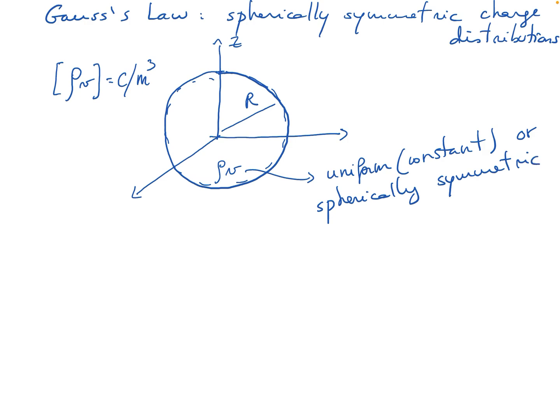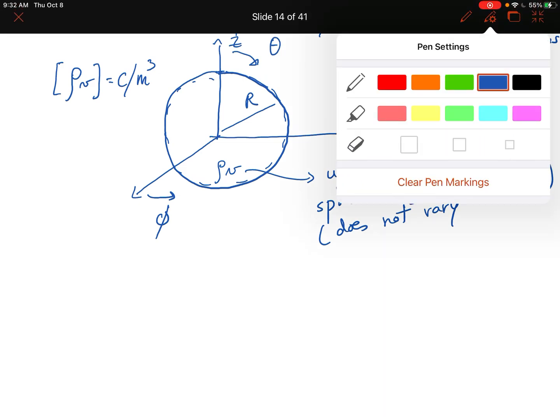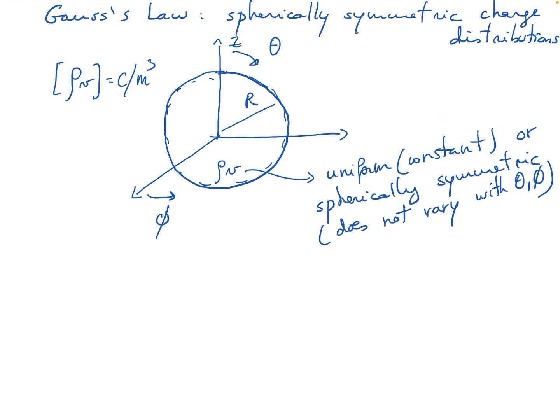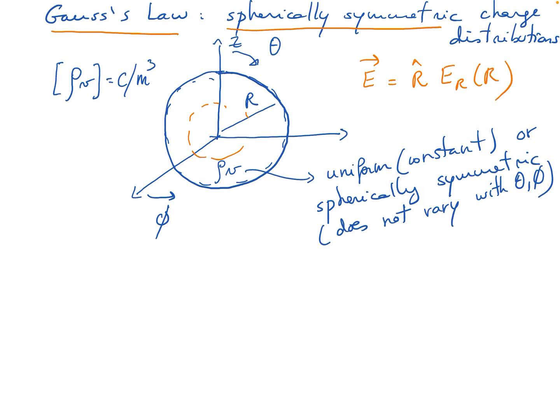Charge distribution, so should not vary with theta or phi. Remember, phi is given from the positive x-axis, theta is defined from the positive z-axis. And if we have such a charge distribution, spherically symmetric, we expect the field to be spherically symmetric and the magnitude only depends on the distance where we are.